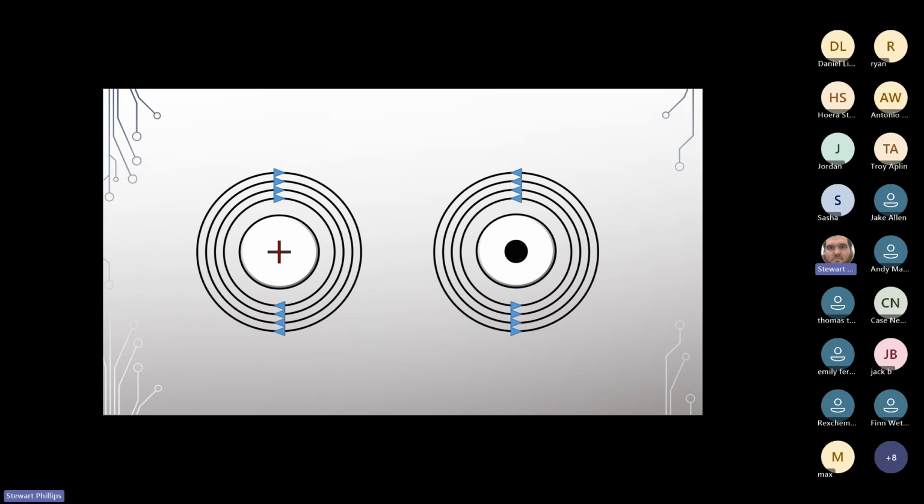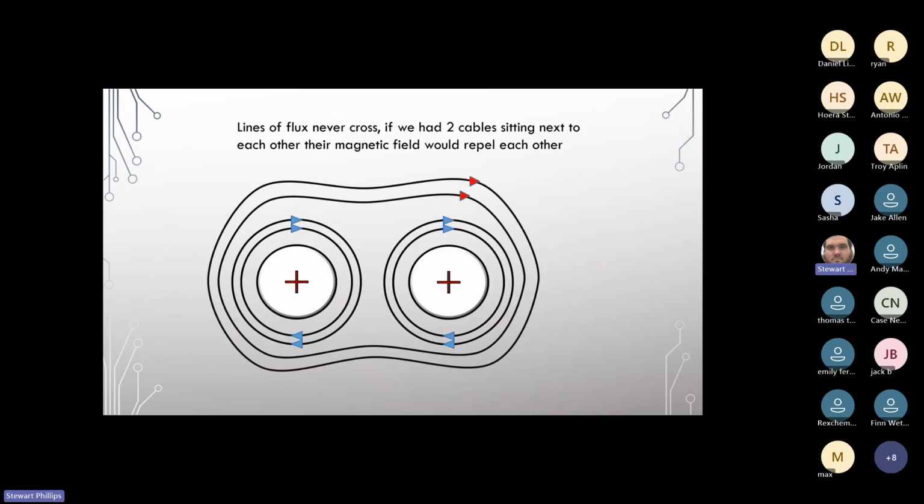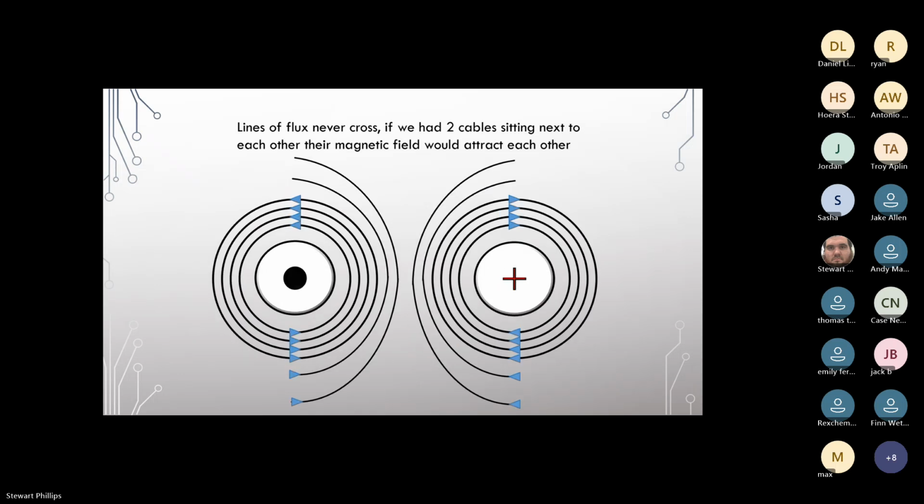Cool. So lines of flux never cross. If we had two cables sitting next to each other, their magnetic fields would repel each other. See, they're hitting each other when they get close. If we had two cables sitting next to each other, their magnetic fields would attract each other. See, the magnetic lines are lining up, they would actually pull towards each other.